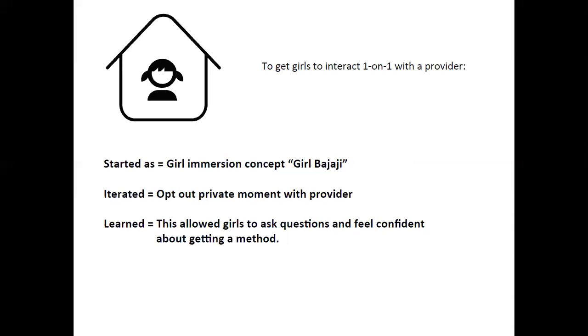We understood we had already created a safe space for girls who came to a clinic program to ask questions and talk. But we then asked ourselves, did we create a safe space for them to access services? So we took that component of the bajaji, the safe space, and applied it in a clinic. And it really worked. So we created a one-on-one opt-out private moment between girls and providers, for all girls who attended the clinic program. So no one judged anyone because they were all supposed to go to that opt-out private moment with a provider. And that way we had 24 girls taking up services because they had that private moment with a provider.